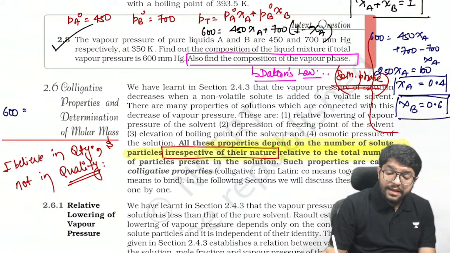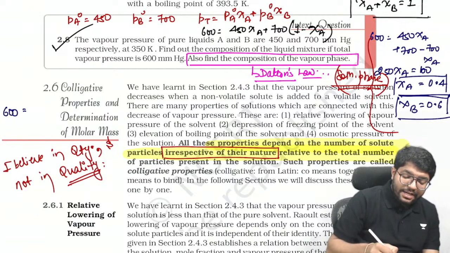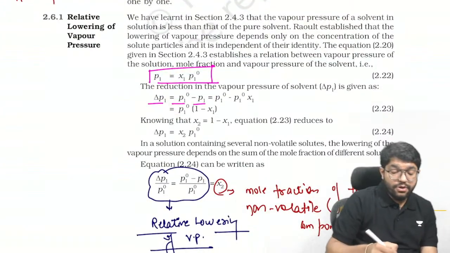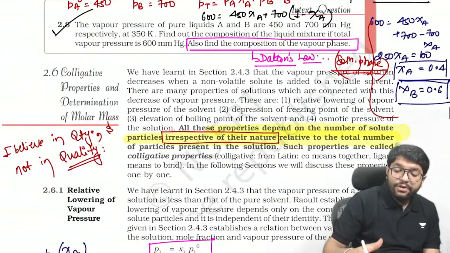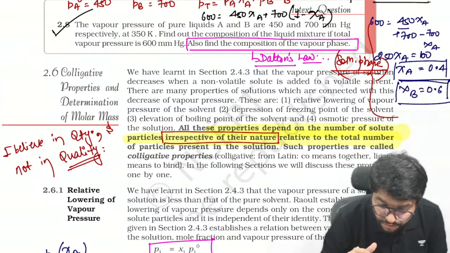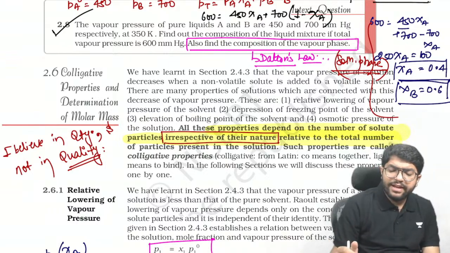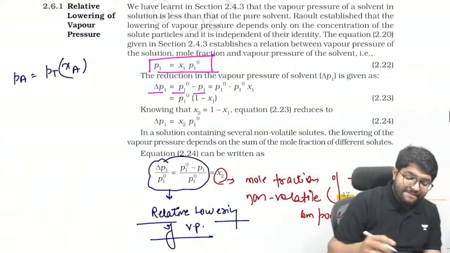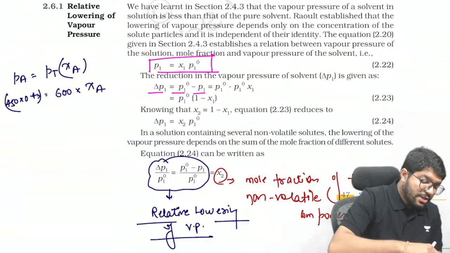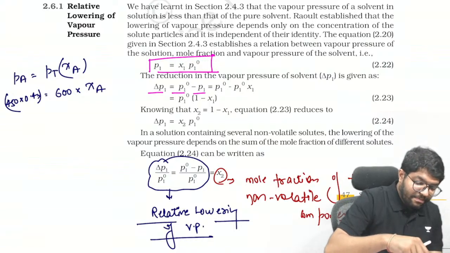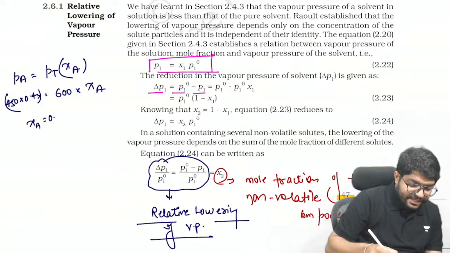Then my P A is 450 chi A. Sorry, wait. According to Dalton's law, your P A has to be P total into chi A, right? So my P A is how much? It is 450 into 0.4, which is equal to total pressure 600 into chi A. How much do I get? 450 into 0.4 is 180, divided by 600, and chi A is what I get as 0.3.